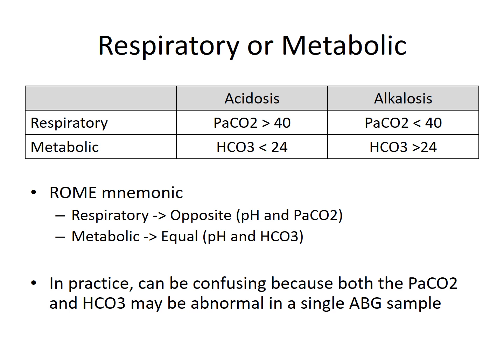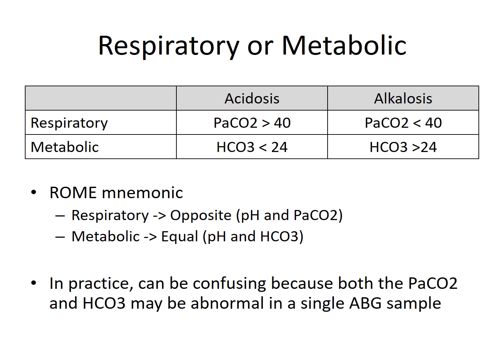You can see from the table the hallmark diagnostic features in terms of the CO2 concentration and the bicarb concentration. For example, in respiratory acidosis, the hallmark feature is a CO2 concentration greater than 40. Whereas in metabolic alkalosis, the hallmark feature is a bicarb concentration greater than 24.